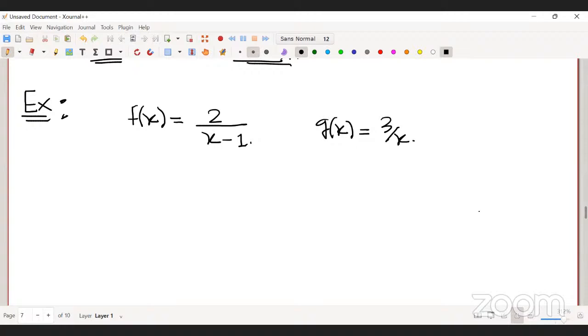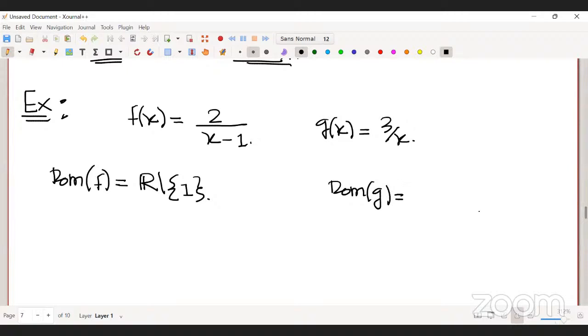So what is the domain of F here? Not equal to 1. Always not equal to 1. So the domain of F is all real numbers except 1, right? Yes, sir. And what is the domain of G? All real numbers except 0. Correct.